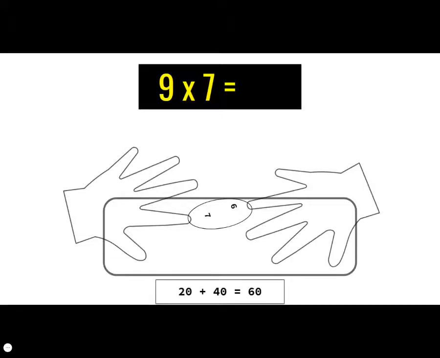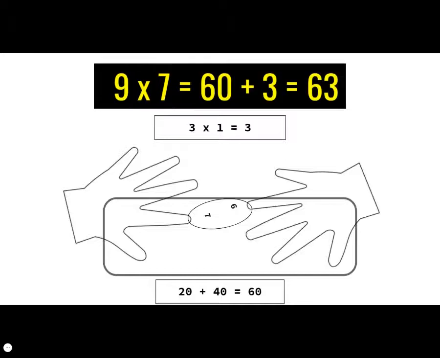Awesome. And then on top, the fingers that are above, we are multiplying one side to the next. So we have 3 times 1, and that gives us 3. Next is to add these two numbers, 60 plus 3, and that gives us 63.